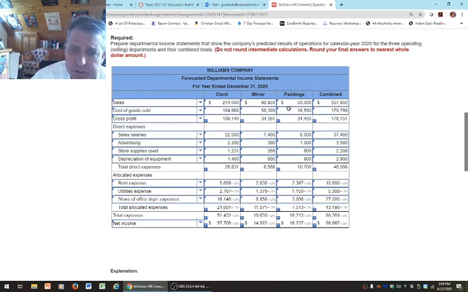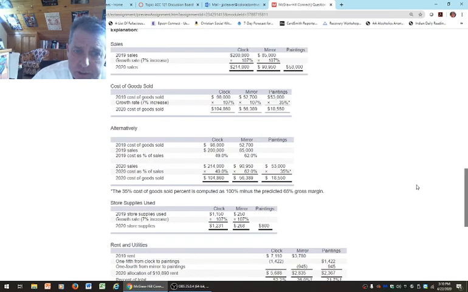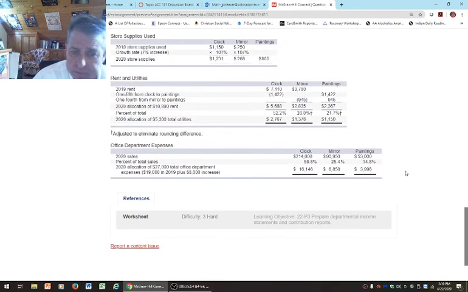Here's the income statements. Right? Sales, COGS, gross profit. Here's our expenses. Here's our allocated expenses. Here's our total expenses to get to net income. And it just goes horizontally to combine everything. Pretty simple, right? Here's the explanation. Sales, COGS, alternatively to get to COGS. Same idea. Gives you both methods.